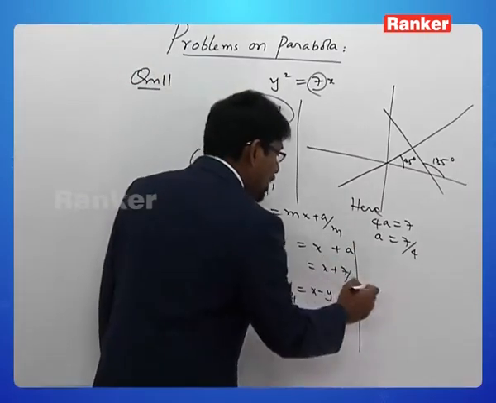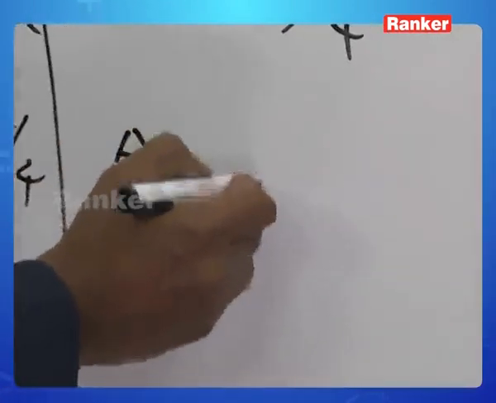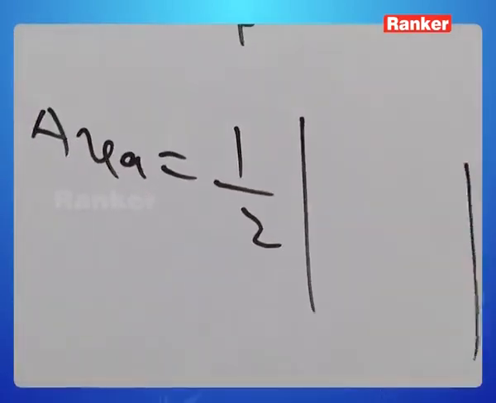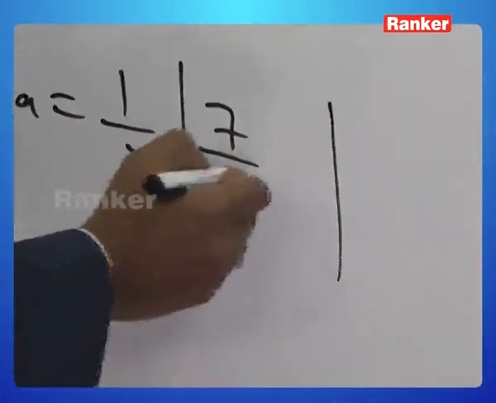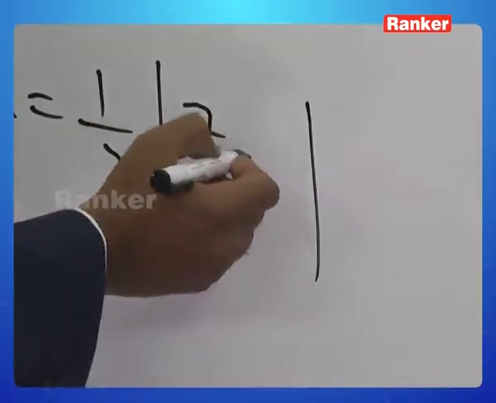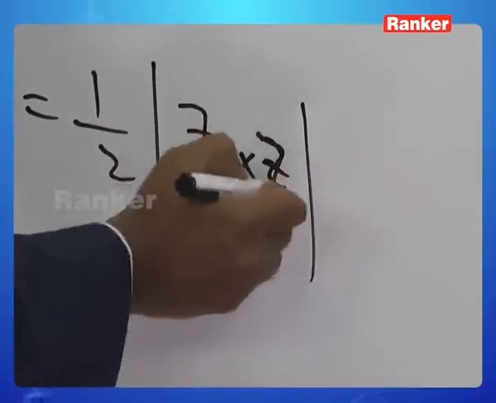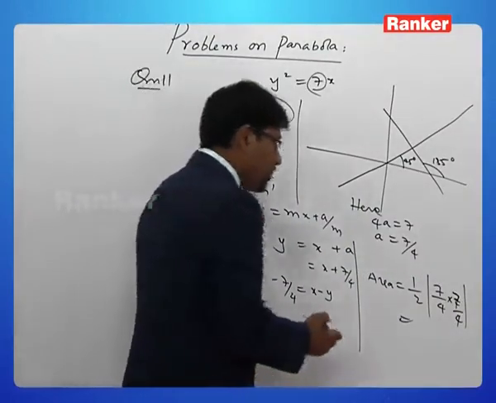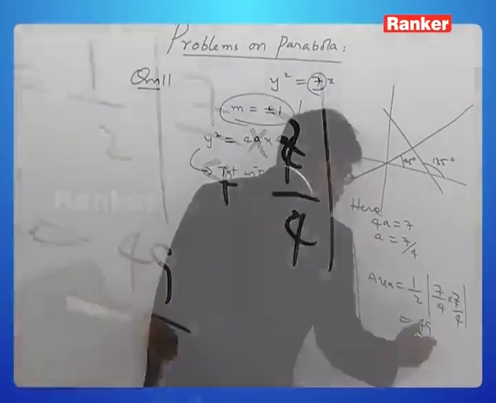So what will that be? Area will be half into product of the intercepts. So that's going to be 7 by 4 plus or minus, it doesn't matter, because we are putting it in the modulus, 49 by 16, and that by 2, so 49 by 32.